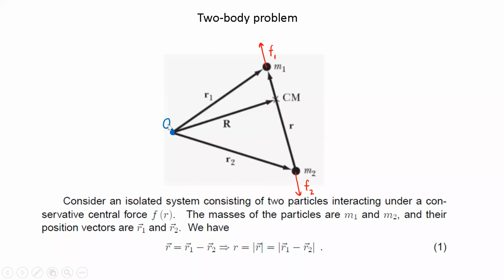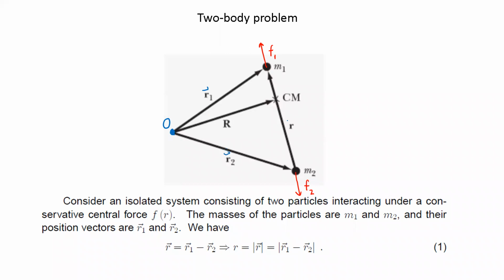Now, in the previous case, we had the force pointing to this point O, but not anymore, because now neither of these masses is sitting at point O. But anyway, I need a point O to be the coordinate system. So now this R1.